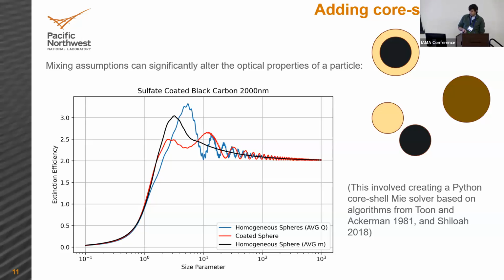The blue curve represents what you get if you assume volume mixing of their refractive indices and treat the particle as a homogeneous sphere. And then the red line is what you get using a core shell model. So basically, the main point is these are very different curves. So mixing assumptions make a big difference in optical properties.